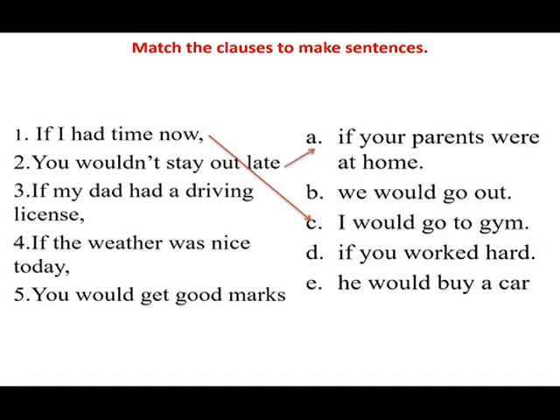3, if my dad had a driving license, yes, what would he do? Yes, very good. He would buy a car. Okay, very good. Number 4, if the weather was nice today, yes, very good, we would go out.